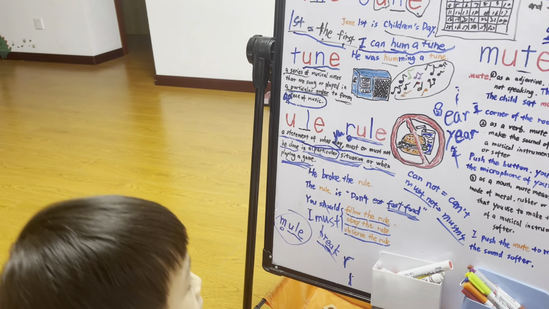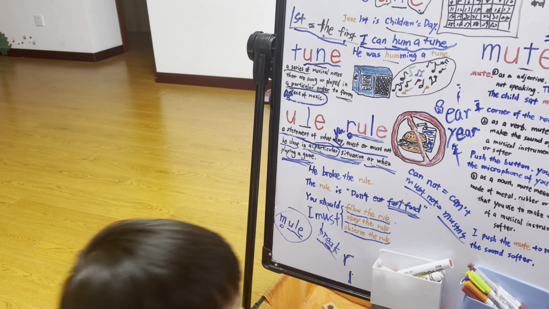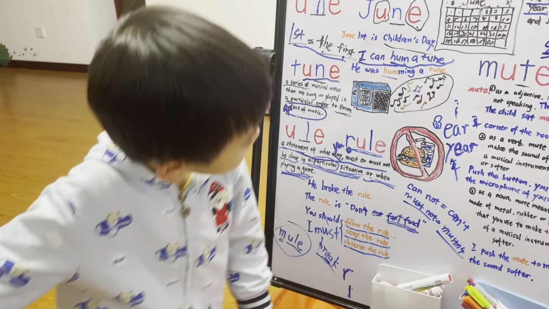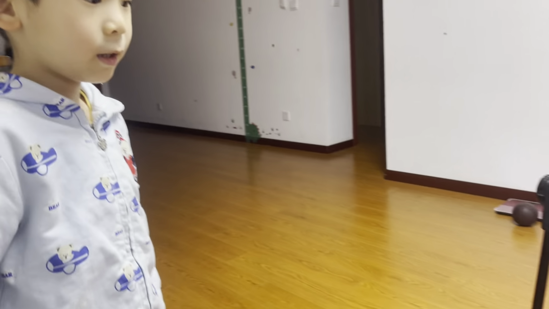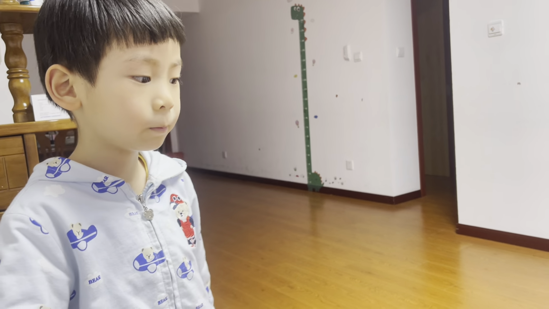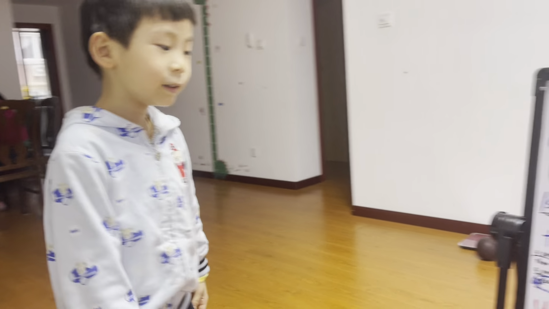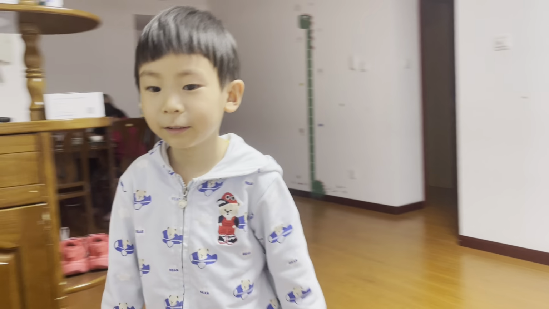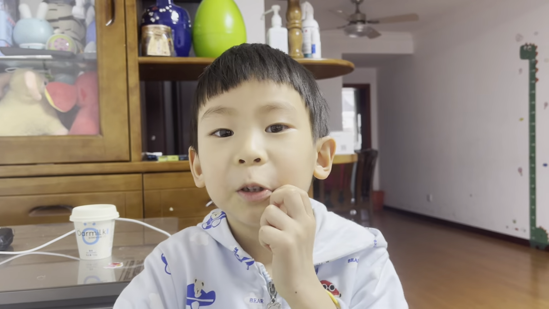And next one, you will make a sentence. Rule. I can't break the rule. I must follow the rule. Yes. What's the rule? The rule is I can't eat fast food, like hamburger and Coca-Cola. Good. Okay.